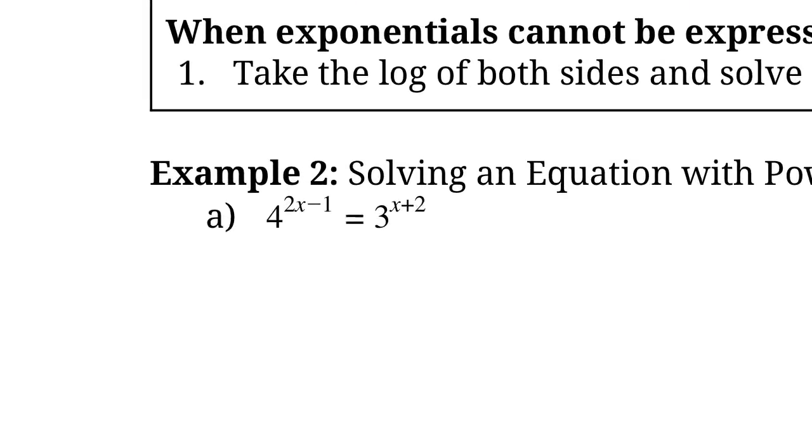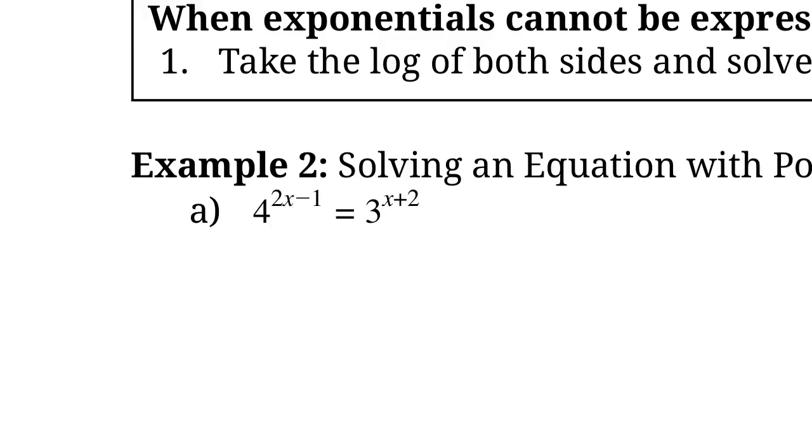I'm going to zoom in down here. Example 2. 4 to the 2x minus 1 equals 3 to the x plus 2. Is there any common base between 4 and 3? Well, none that's going to be a whole number at least, right? So there's no way to do this using that previous technique.